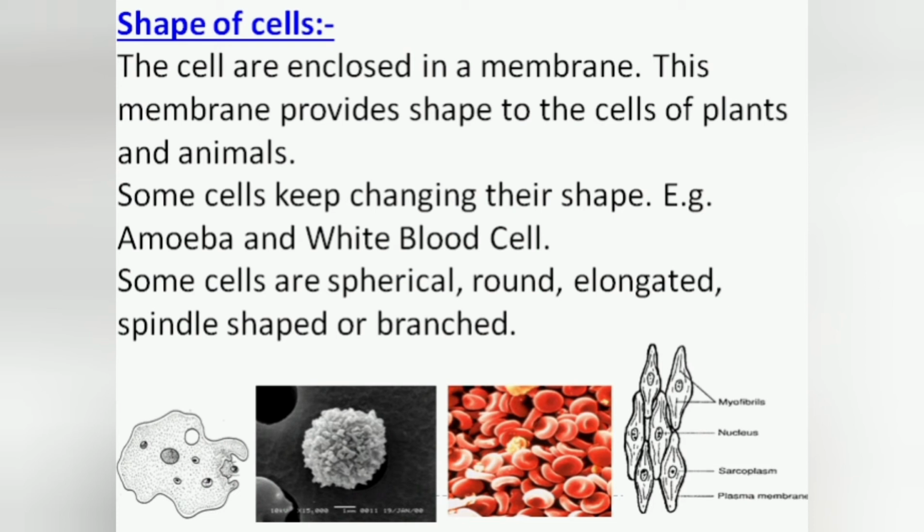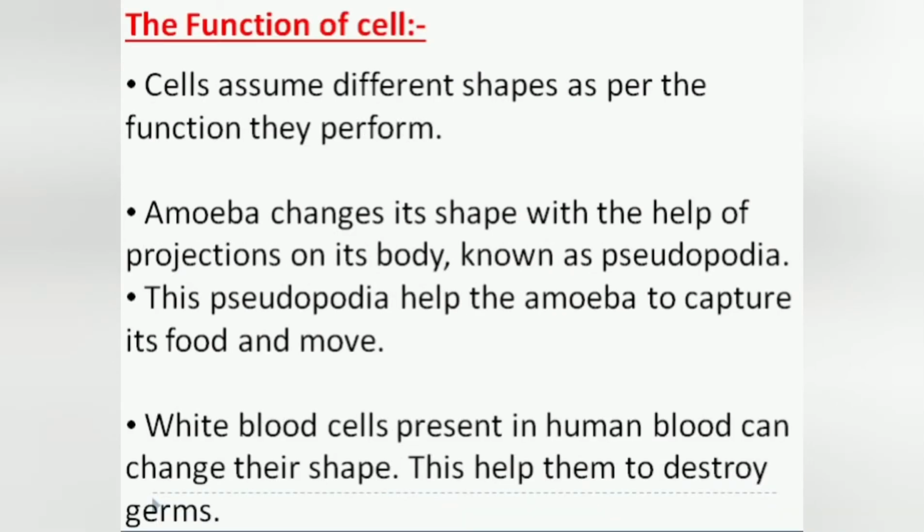Students, now we will study the function of the cell. Cells assume different shapes as per the function they perform. As amoeba changes its shape with the help of projections on its body known as pseudopodia. These pseudopodia help the amoeba to capture its food and move. White blood cells present in human blood can change their shape. This helps them to destroy germs.